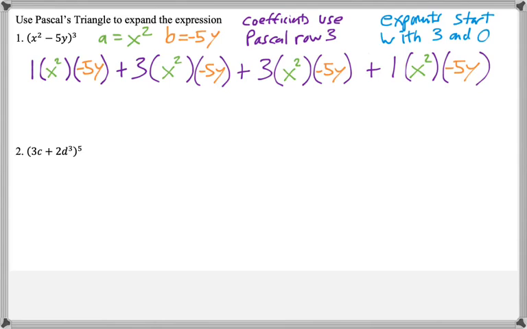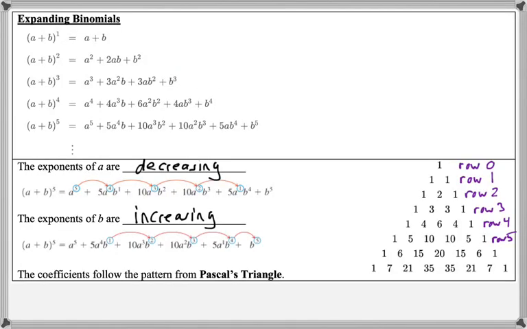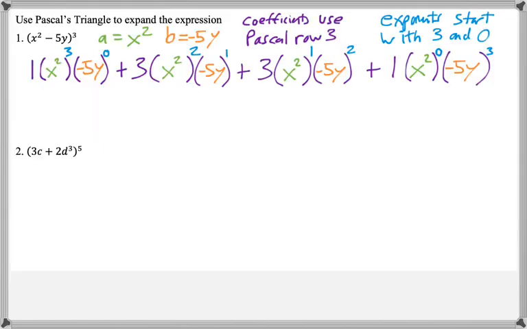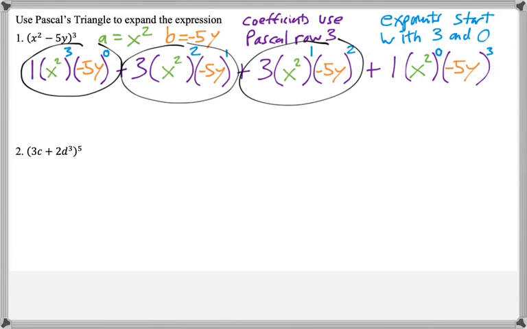Finally, I'm looking at my exponents. So the a's are starting with 3 and working their way down. And the exponents of the b's are starting at 0 and working their way up. So again, that is following this pattern right here. Next, we need to simplify each term. So there's 4 different terms that we need to simplify.